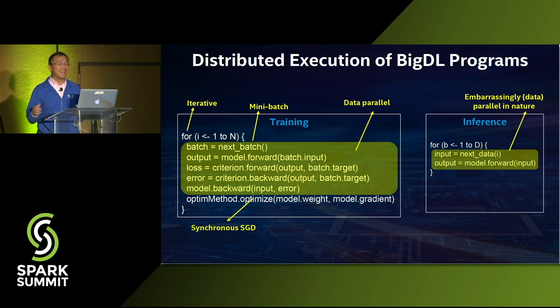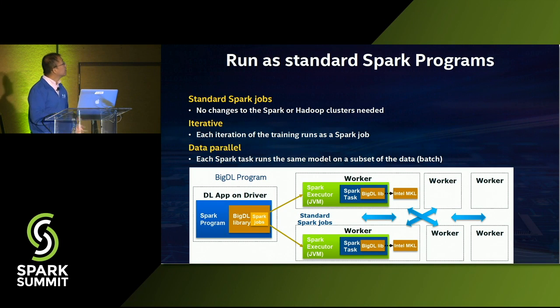yellow box can actually be easily executed in a data parallel fashion, so that every task can compute a part of the gradient, and then you have a synchronous mini-batch SGD to update the weight. And the inference part is very easy. I mean, inference is embarrassingly parallel, so it can be easily distributed through your Hadoop or Spark framework. So that's how it is, right?